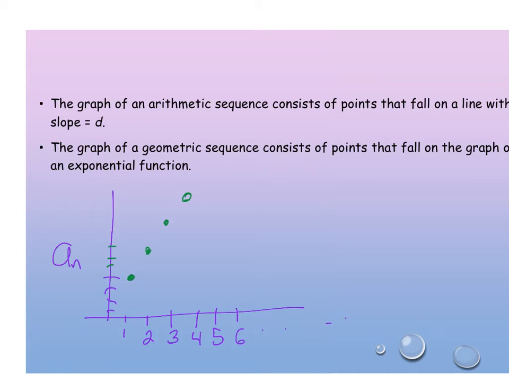Okay, but geometric is very different. The graph of a geometric sequence consists of points that fall on the graph of an exponential function. Okay, so if 1 is 2, 2 is going to be something up here, and then 3 is going to be even higher, and 4, and you're going to end up with this kind of a shape. Right, this is a curve, it is not a straight line.